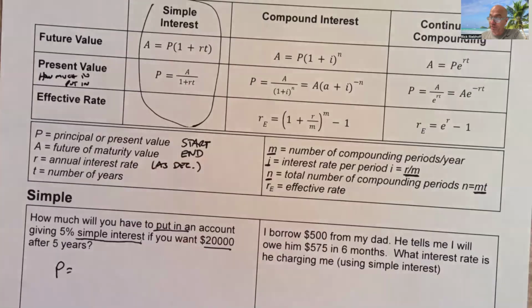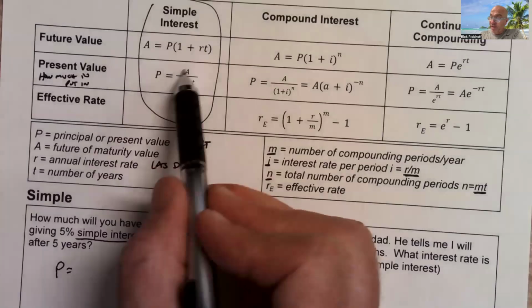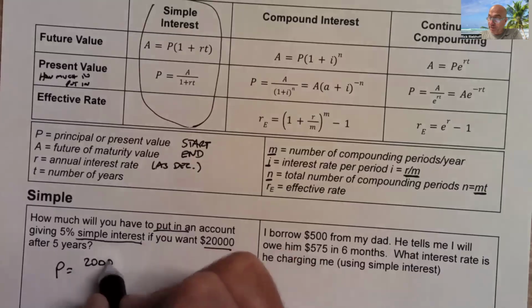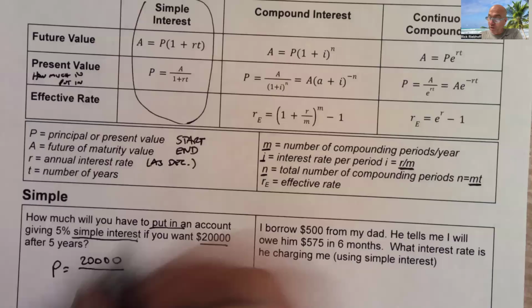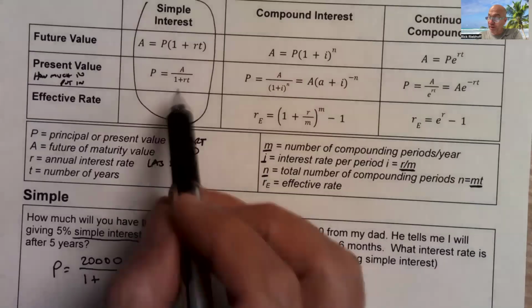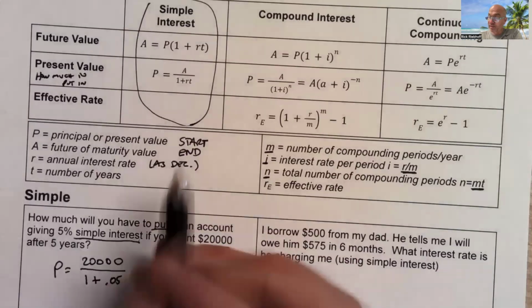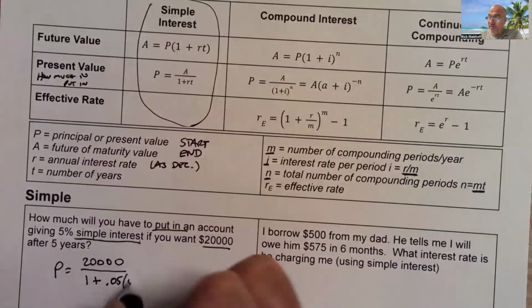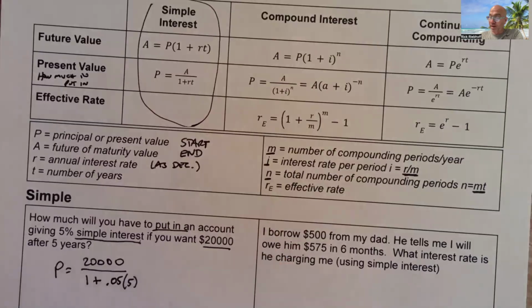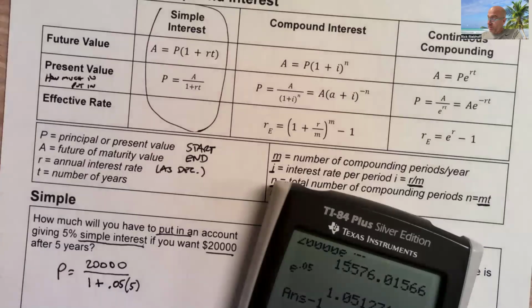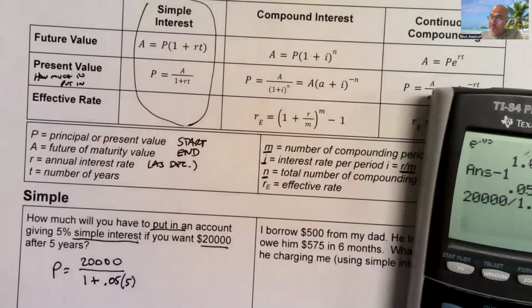P is equal to how much do we have at the end? If you want 20,000, that's going to go on top. On the bottom is 1 plus the interest rate as a decimal, so 0.05 is 5%, times time, just 5. Okay, I'm going to put that in my calculator. That's 20,000 over 1.25. Boom, that's 16,000.